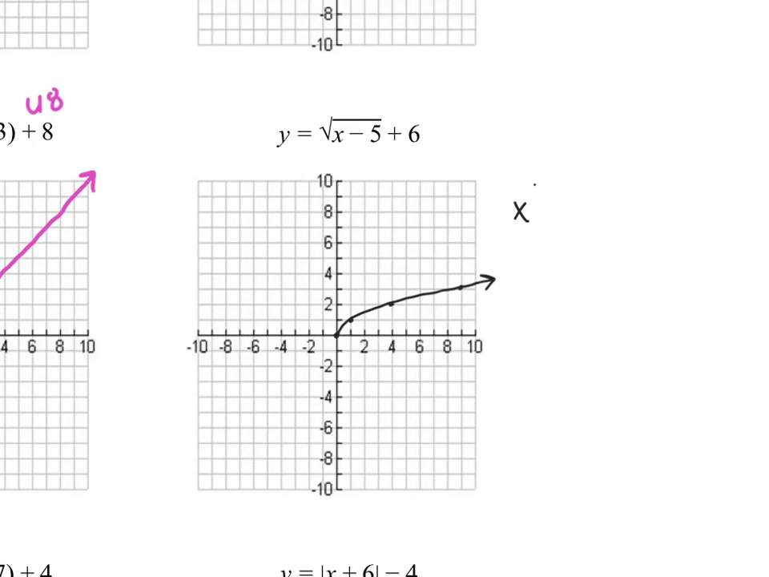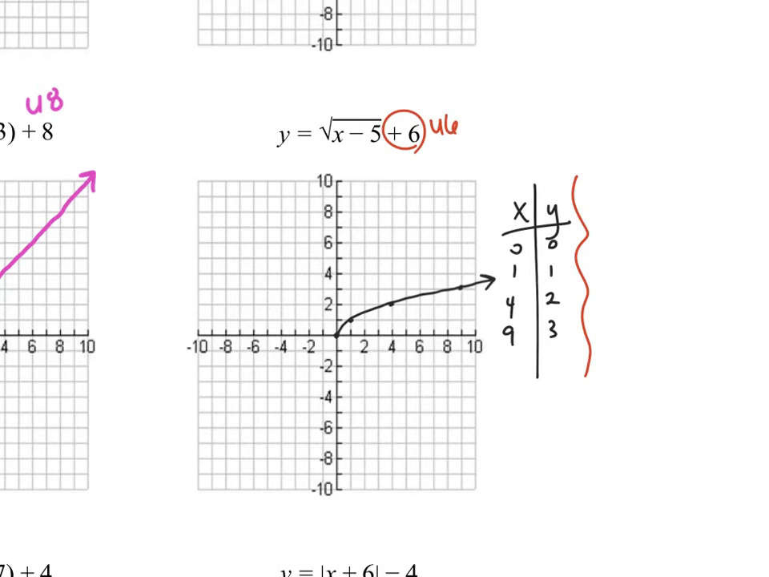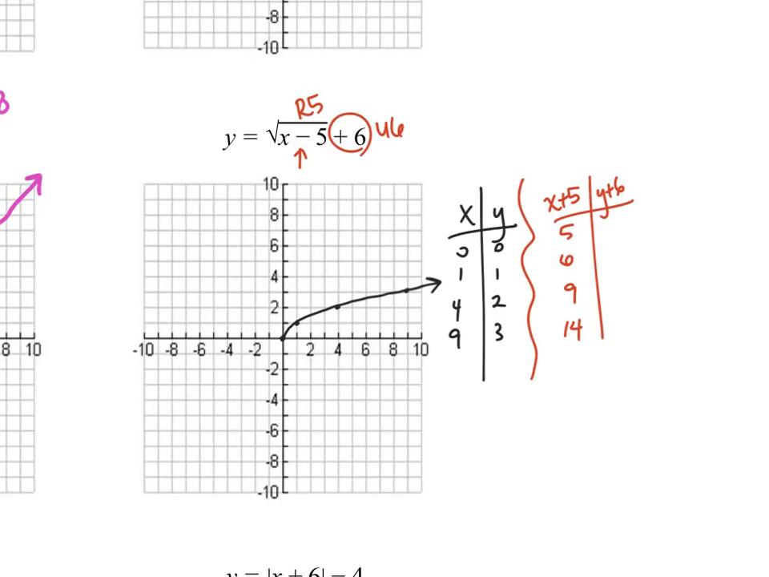So my table, x, y: 0, 1, 4, 9. 16 is not going to be on the graph. I'm not going to do it. 0, 1, 2, 3. Now, looking at this, up 6, my negative stayed a negative, so I know I'm going right 5. So I have x plus 5, y plus 6. 5, 6, 9. Well, this would be 14. I'm going to put it down just in case. And then I get 6, 7, 8, 9.